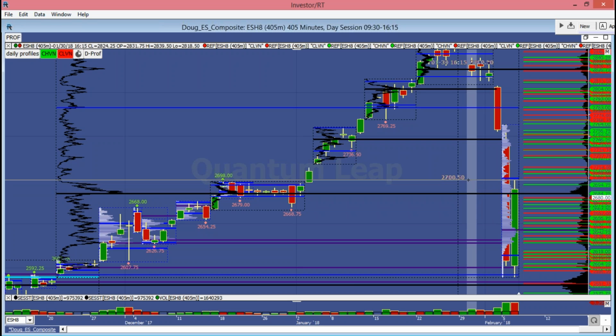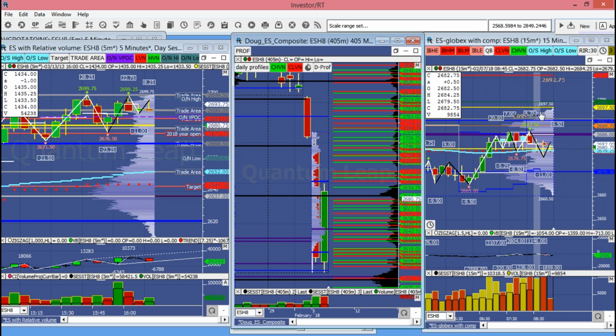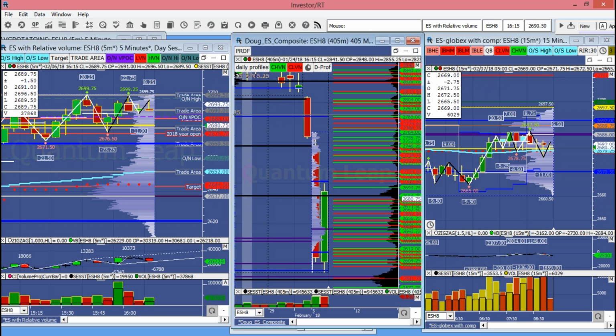Obviously, we missed the 2700 by 1 tick yesterday afternoon. Our Globex high is 2697.50, so we rejected it in the Globex as well.